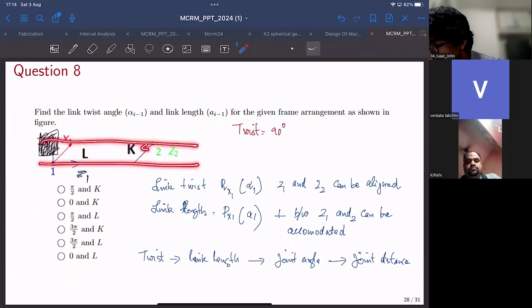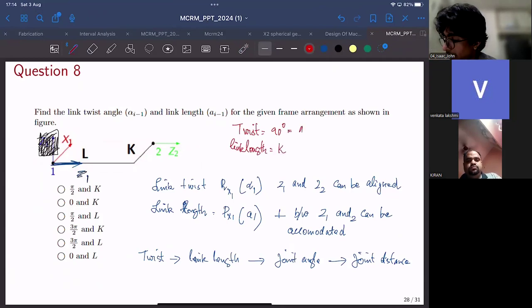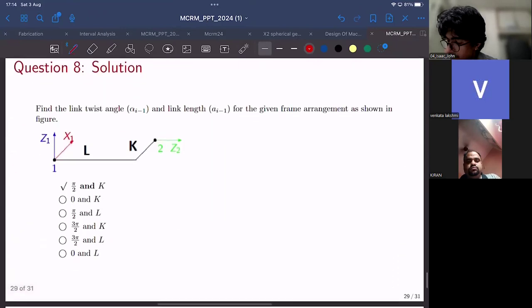That is 90 degrees. That will be K. Yes, correct. So link length is K. This is pi by 2. So the answer is pi by 2 and K for twist angle and link length. So I hope that is clear. If you check the answer, option A is indeed correct.